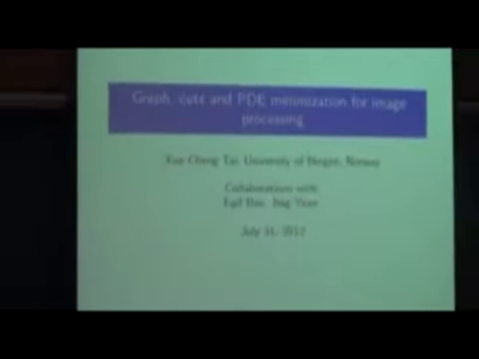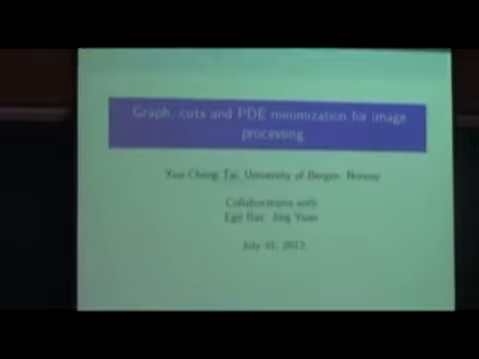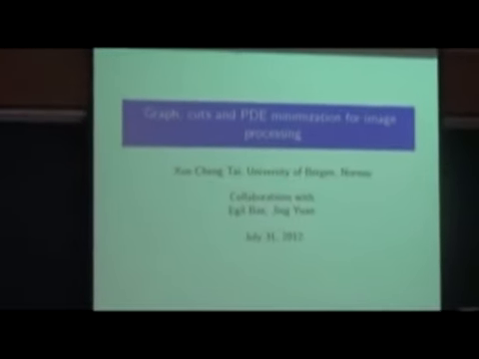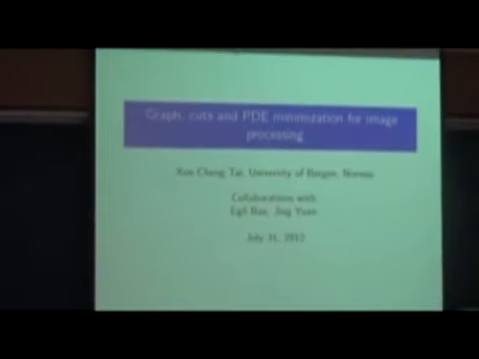This part is mostly related to graph cuts and PDE minimization, and especially we try to find the connection between those things. Those have mostly been done with my students, especially Egil Bae. He was my PhD student, even though he's not at UCLA, with Stan Osher. He's a postdoc. And Jing Yuan is a postdoc with me, along with a number of other students I don't mention.